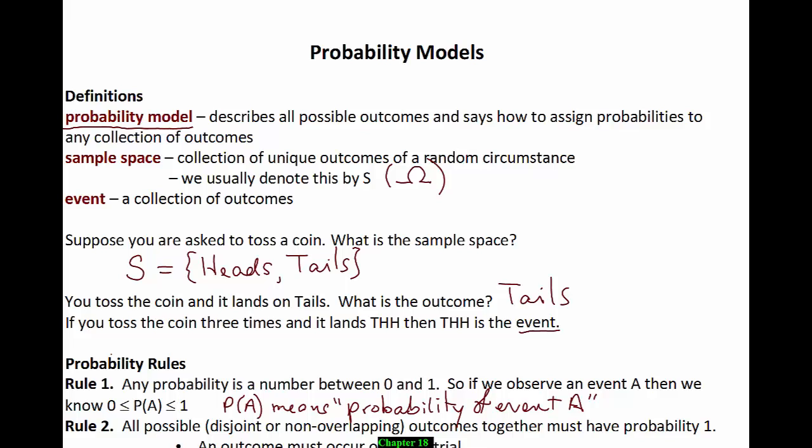Rule 2 says that all possible disjoint or non-overlapping outcomes together must have probability 1. An outcome must occur on every trial, and the sum of the probabilities for all possible outcomes must be exactly 1. That's the same notion as having all the parts of a whole makes just the whole. You can't make bigger than the whole or less than the whole.